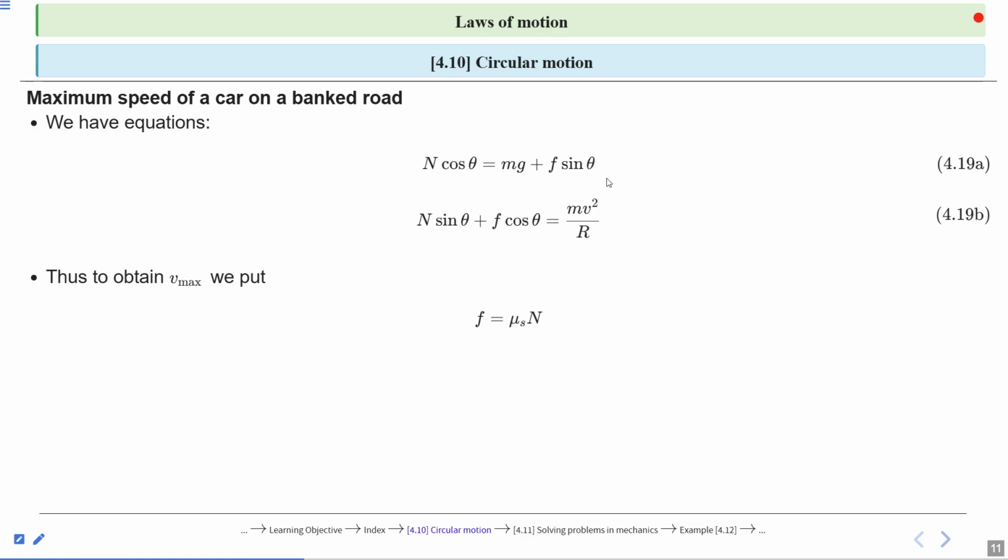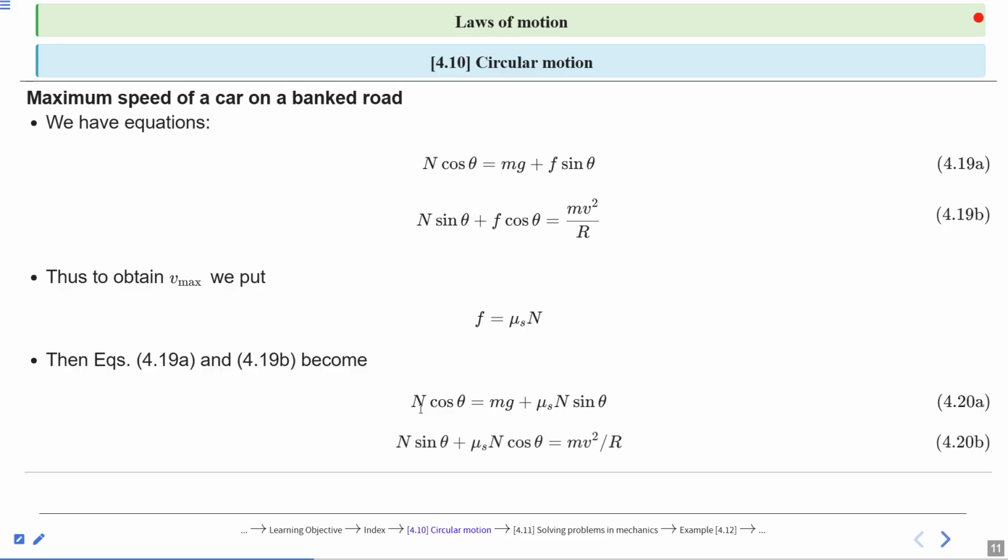In equation 4.19a and equation 4.19b, substitute the value of f. F is the frictional force, that is equal to mu s into N. So when we substitute f equal to mu s N, the equations will change. Then equations 4.19a and 4.19b become N cos theta equal to mg plus mu s N sin theta, since we substitute f equal to mu s N. So this equation becomes 4.20a.